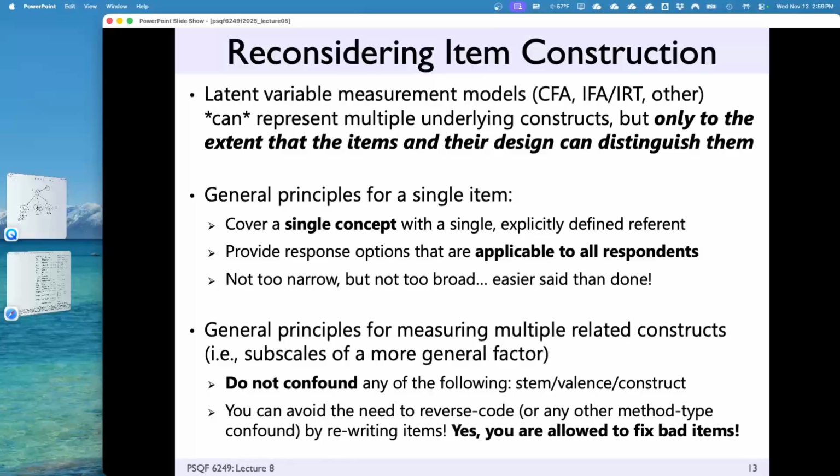And yes, you can avoid the need to reverse code by rewriting items as well. I hate the reverse coded items. I think they were always used when I was growing up as a kid. I was told those were used because it was our way of making sure someone was paying attention and not just, well, we have other ways of doing that now. Attention checks. The answer to this item is B, something like that, right? MTurk on Amazon, I know, has a lot of different ways of doing that.